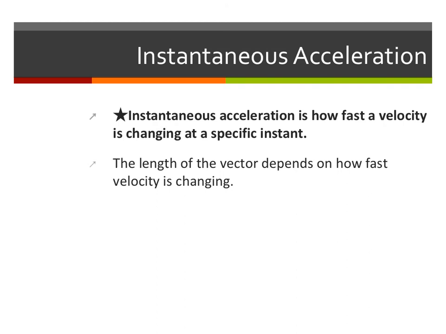And just like we talked about the difference between average velocity and average acceleration, the same is true for instantaneous acceleration. Instantaneous acceleration is how fast is the velocity changing at a specific instant. The length of the vector depends on how fast the velocity is changing. So we can map out accelerations just like we can map out velocities and displacements or any other vector quantity.